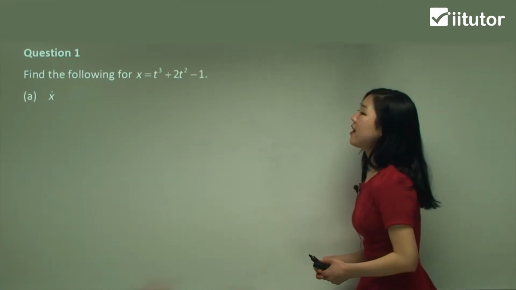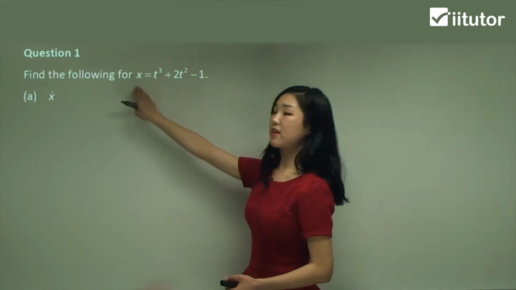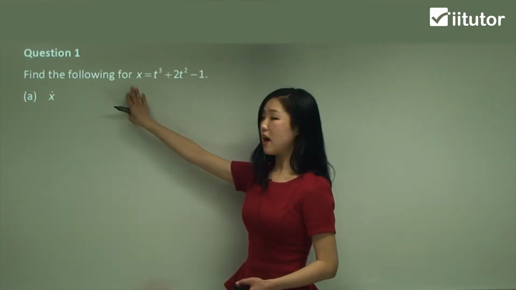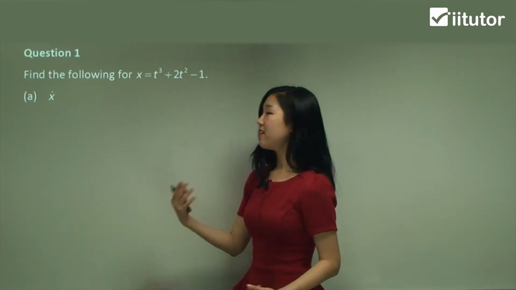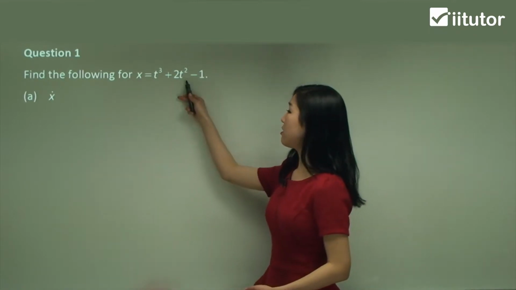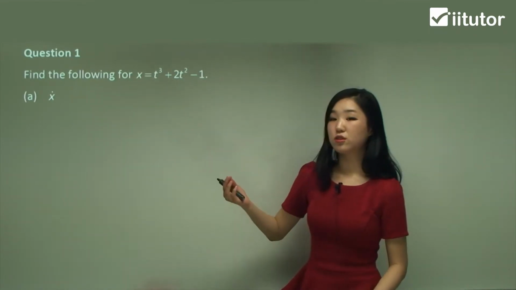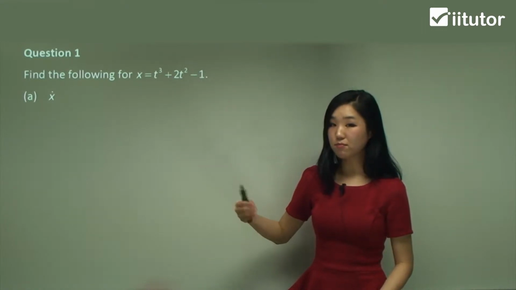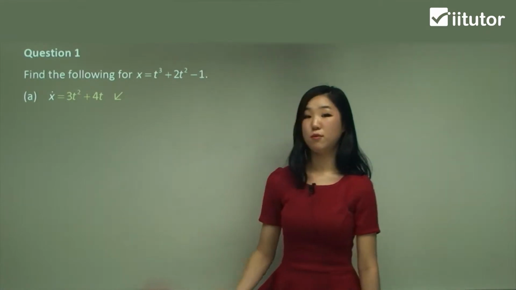Question 1. Okay, they give us what the expression is, and this is going to be x. So we're not going to have P this time, it's going to be x. So it's not always going to be P, it could be x, it could be y. That always represents the movement of the particle in terms of the time t. Okay, so I want to find x dot. When you see x dot, we simply differentiate this, and you get 3t squared plus 4t.